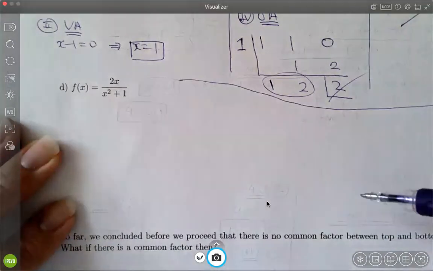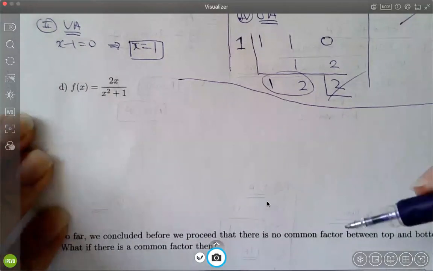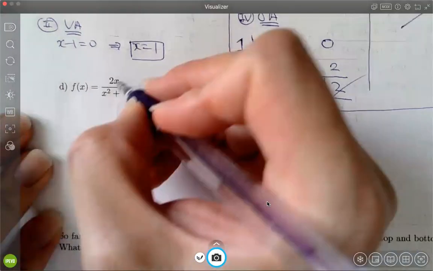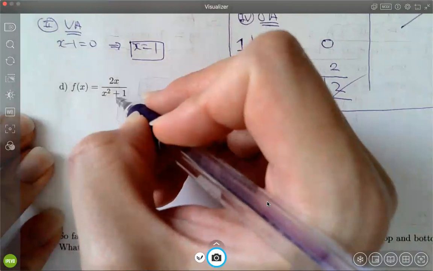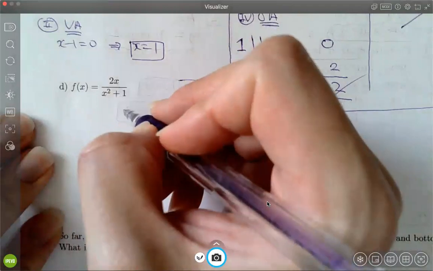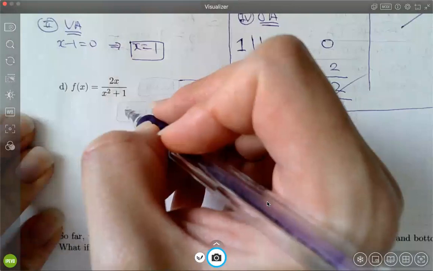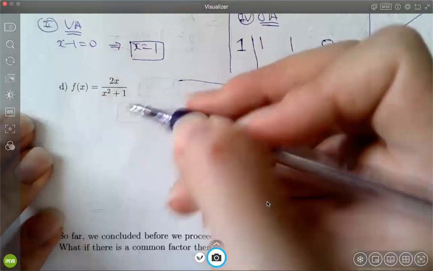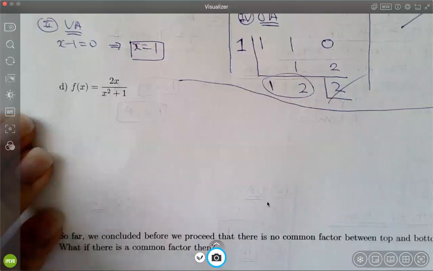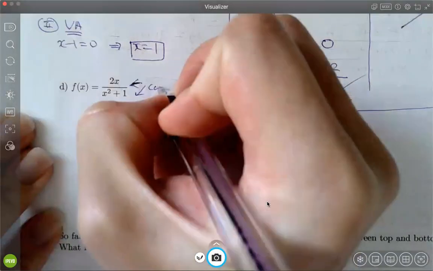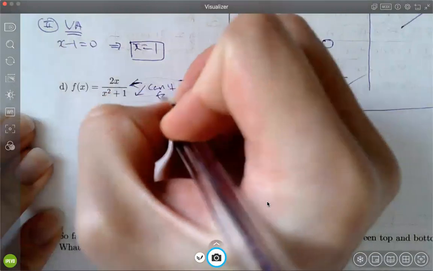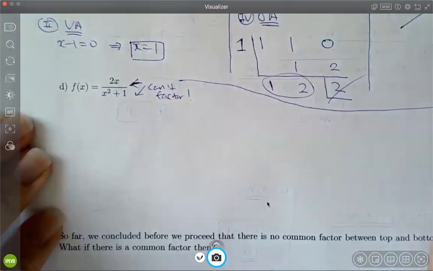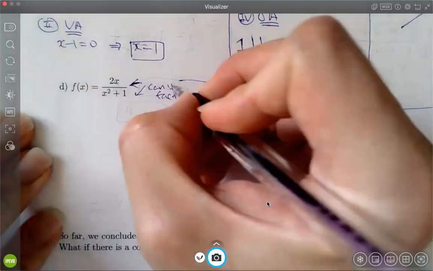Okay, so now let's try to look for the common factors. Can you factor the top, 2x? No, right? Can you factor the bottom, x squared plus 1? Is it x plus 1 quantity squared? No, right? Be careful. So you cannot factor top or bottom. So what does that mean? Nothing is in common.